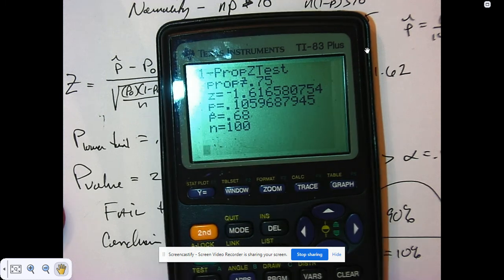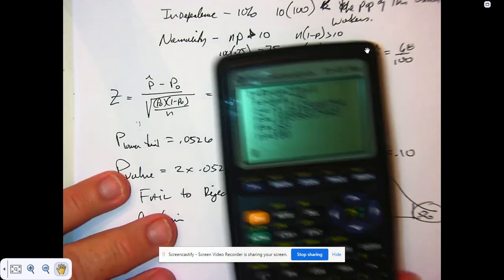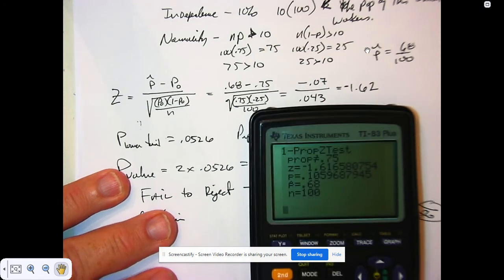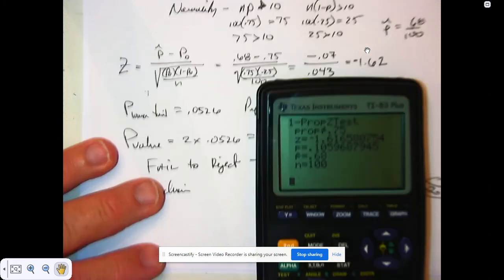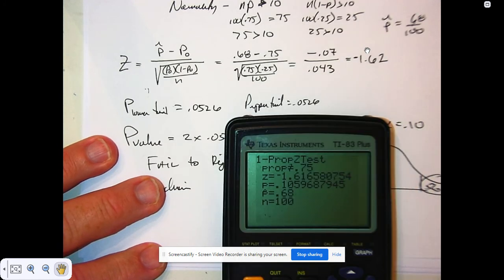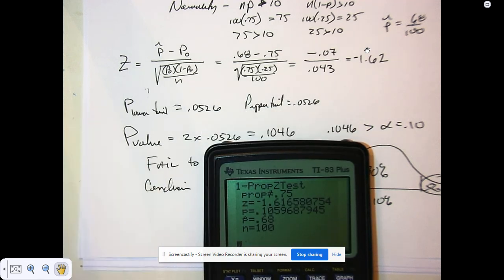A z of negative 1.61, I'm going to zoom out a little bit. A z of negative 1.616, which is negative 1.62, so that's good. Now, it gave us a p-value not of each tail, but of the combined p-value. 0.1059, we got 0.1046. So we were close, and the calculator is close enough. It's definitely above the alpha value of 0.10.